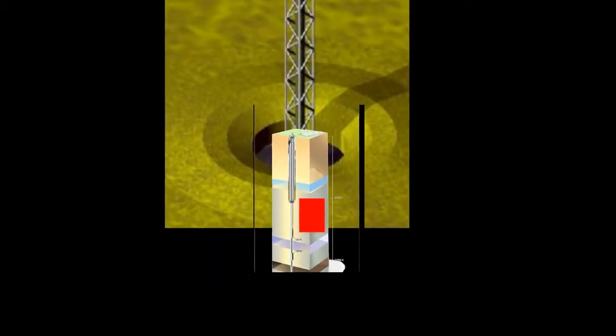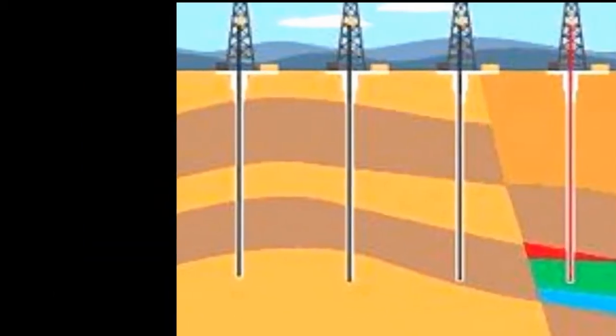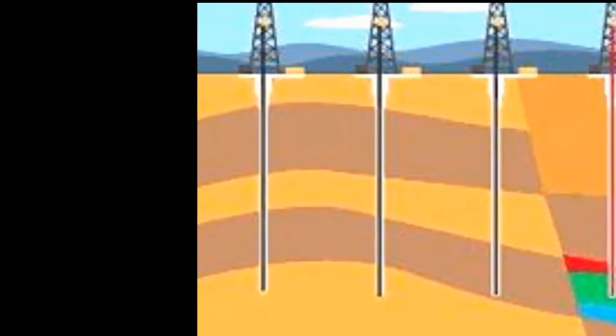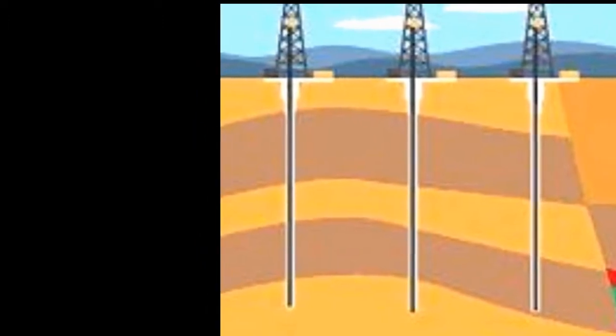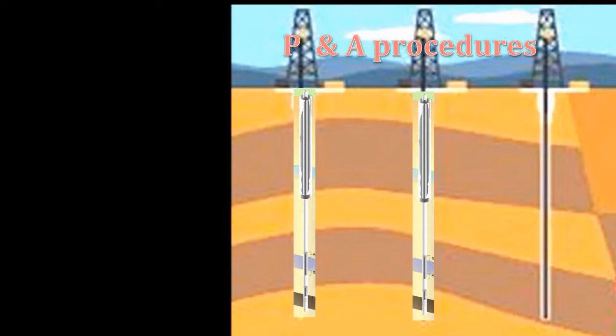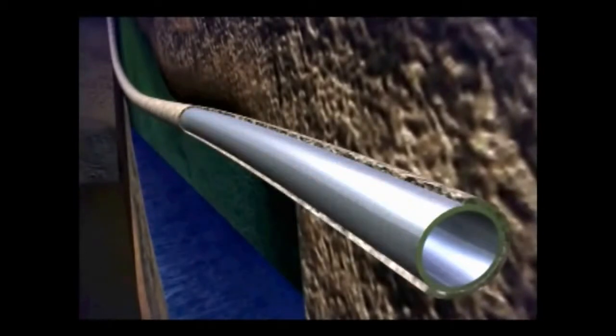In previous lectures, we've mentioned that wildcat wells, wells in areas where no one has drilled before, are more likely to be dry holes. Industry figures suggest that as many as 75% of all drilled wildcat wells are dry. P&A procedures, therefore, can become quite routine in wildcat areas. That said, the rest of this lecture will pertain to the procedures and their functions used in well completion.